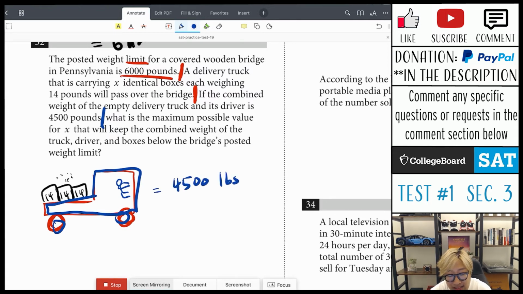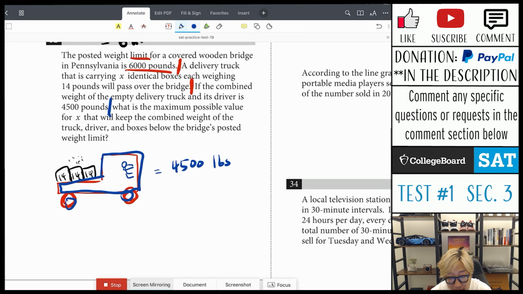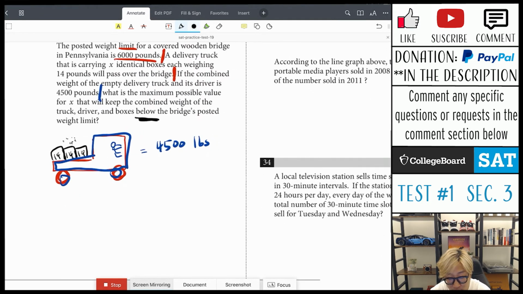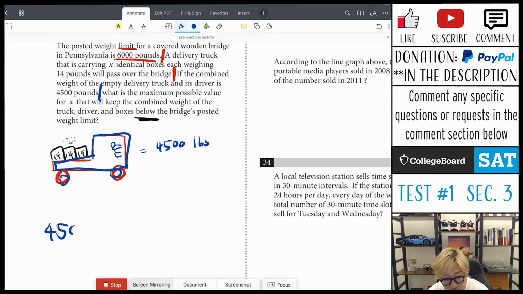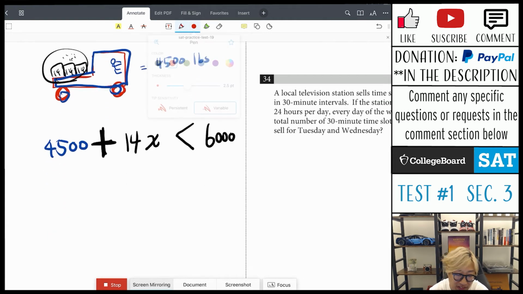What is the maximum value for x that will keep the combined weight of the truck, driver, and boxes below the bridge's posted weight limit? So aka the guy in the truck, which is 4,500, plus all these little boxes weighing 14 pounds each, but x of them together, better not exceed 6,000. So if you figure that out, now it's really easy.